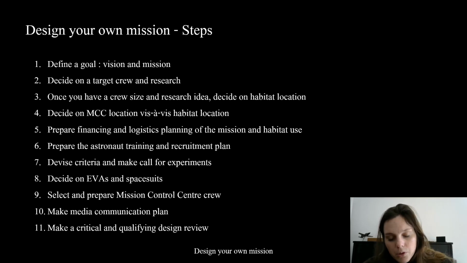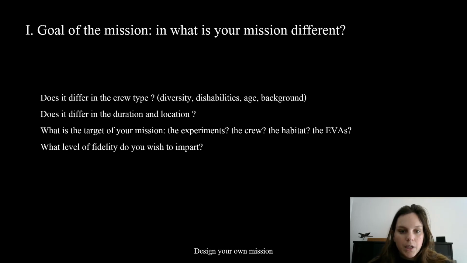Same thing for experiments. You might want to devise criteria for the experiments. Obviously, if you've got a 2-week mission, you don't want a 6 months long experiment, or you want that experiment to be continued in a series of missions that you might be leading. But if your mission is a one-off, then you won't have that occasion. Then it's deciding on, do you want spacesuits and EVAs, and how is one going to impact the other? Then selecting and preparing the mission control center crew, making the media communication plan, and then making a qualifying critical design review. So we go into all of these steps together.